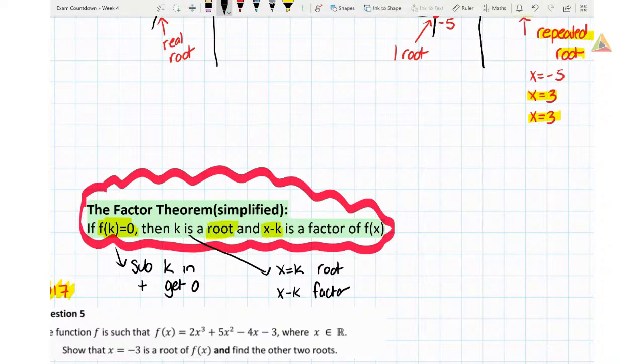So we're going to use those in an exam question in a second, so that's important to understand. How did I get from the root to the factor? Well, I've just moved the k back to the left-hand side to be with the x, okay? So that's why it became x minus k as my factor.